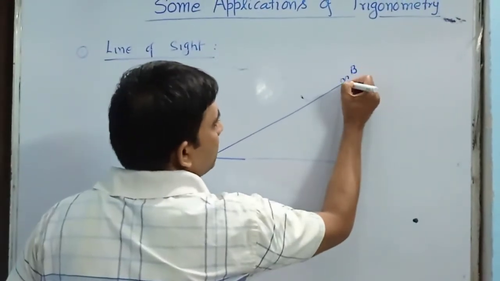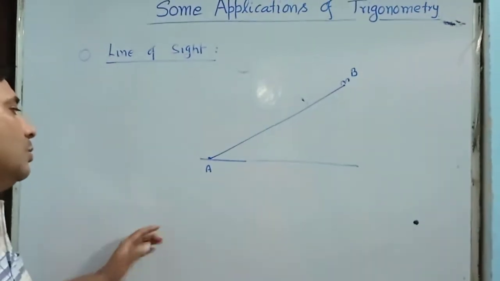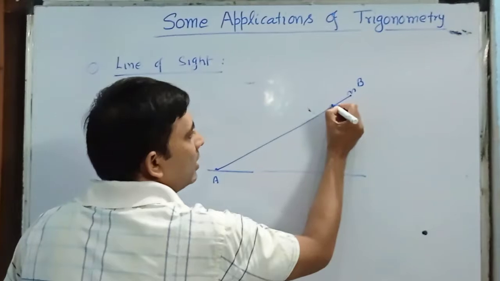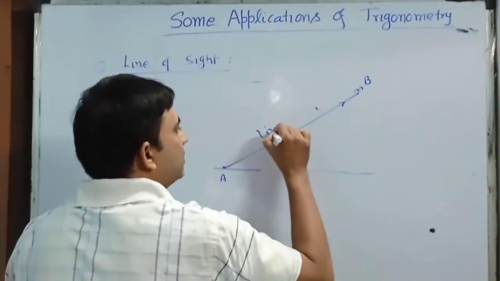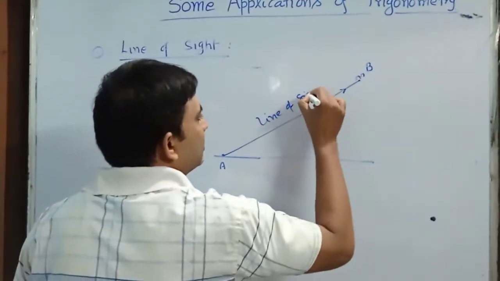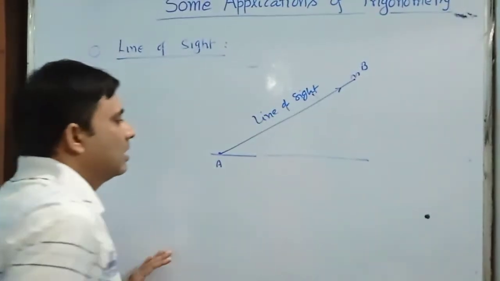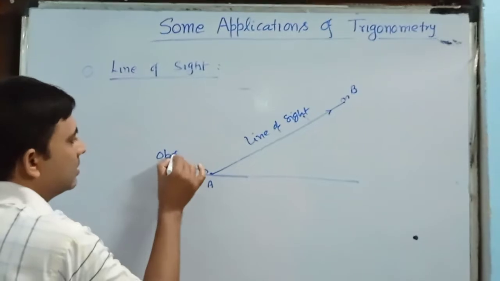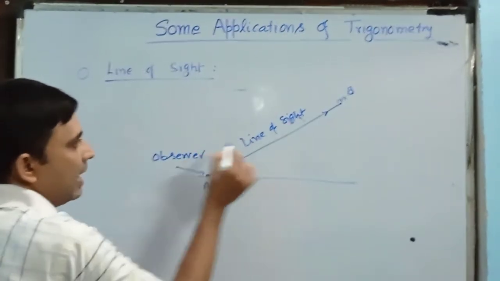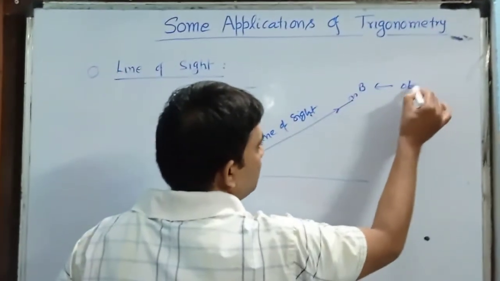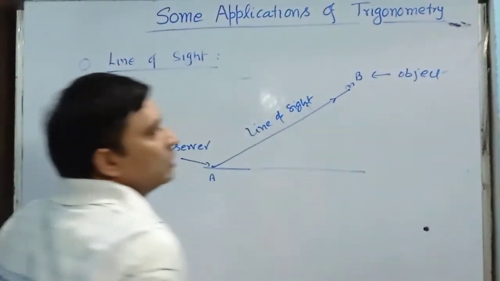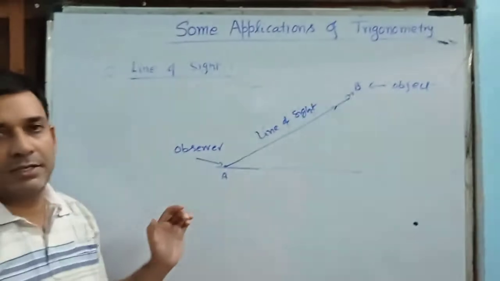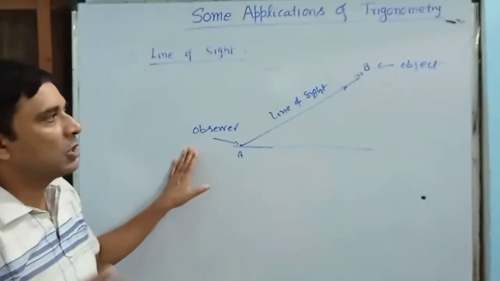Position of bird is P. So this line is called line of sight. In this case I am observer and this bird is object. So in line of sight there are two things, observer and object. It depends upon context.